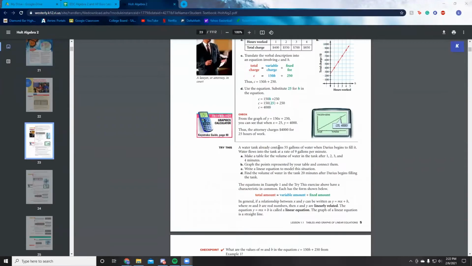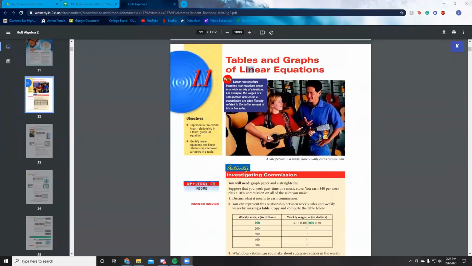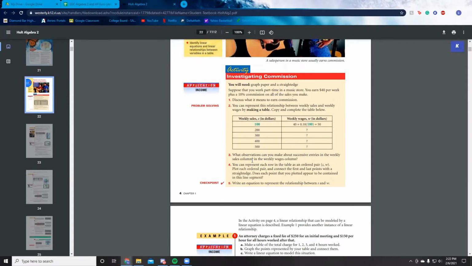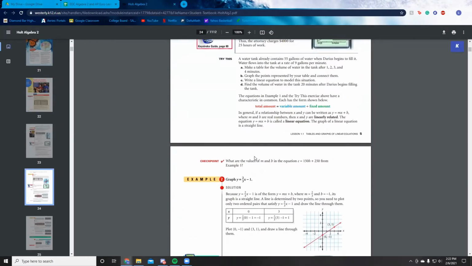Okay, so the title for this chapter is tables and graphs of a linear equation. This is 1.1, and the most important thing is what a linear equation is, right? The linear equation is y equals mx plus b. And when you graph this linear equation, it's going to be a straight line, right?